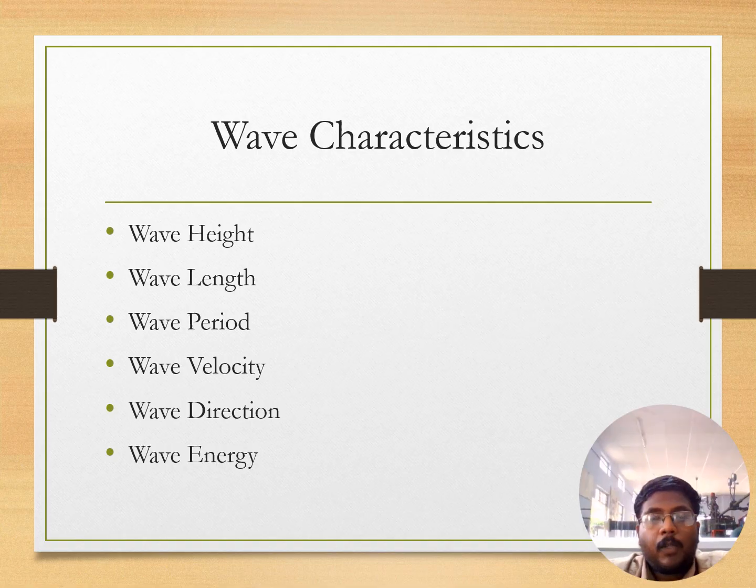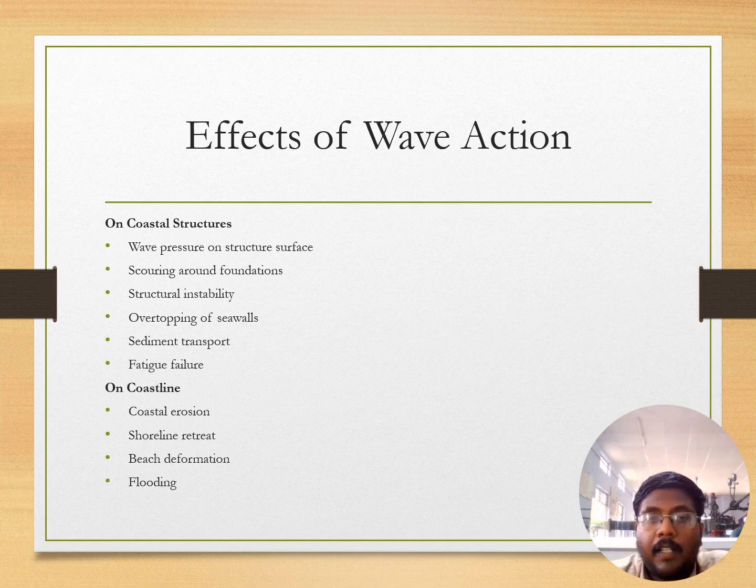Next we see about the wave characteristics. There are 6 different types of characteristics. During wave calculation, we follow 6 different types of parameters. They are wave height, wave length, wave period, wave velocity, wave direction and wave energy. These 6 parameters are also taken into account while designing coastal structures as well as designing harbors.